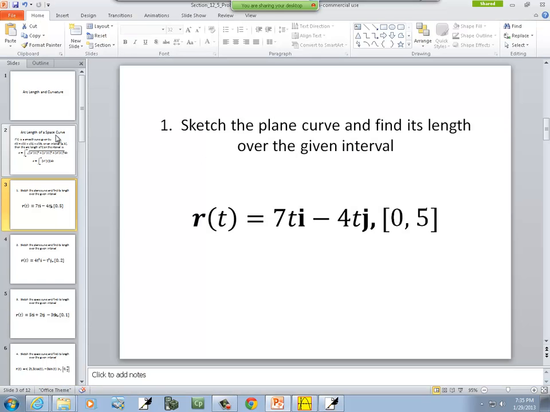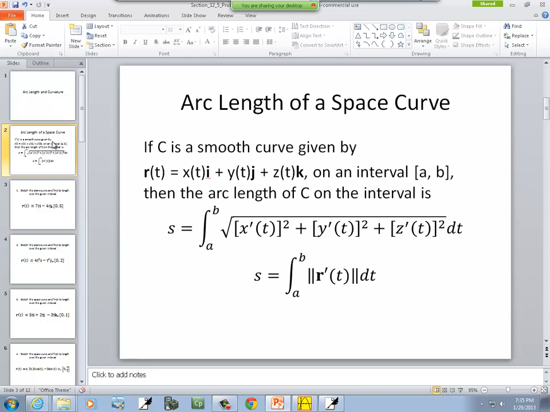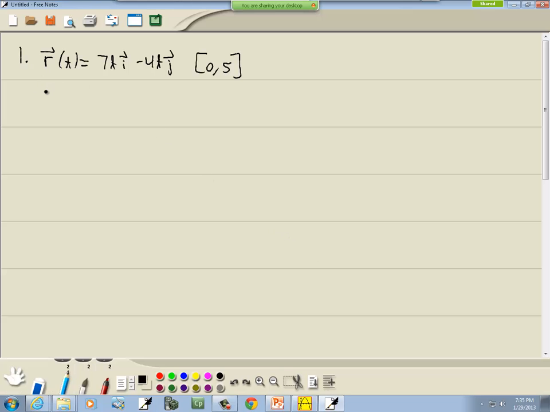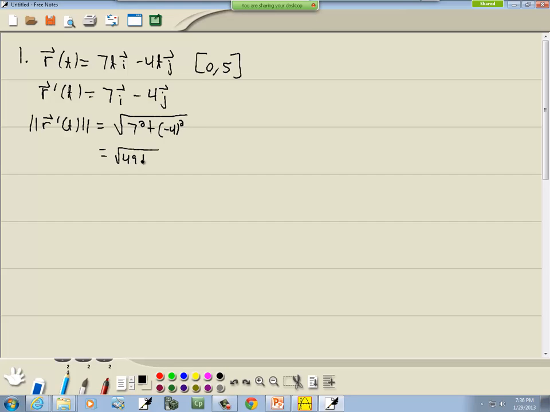Okay. Now it's a sketch, and now we want to find its length over the given interval. Well, to use this formula, either one, we have to find r prime. So let's find the derivative of r. Well, 7t becomes 7, so we've got 7i minus, then the derivative of 4t becomes 4, so we've got minus 4j. Now let's go ahead and find the magnitude of r prime. That's going to equal the square root of, I'm going to take each component function, 7 squared plus the negative 4 squared. So that gives us 49 plus 16, which gives us the square root of 65.